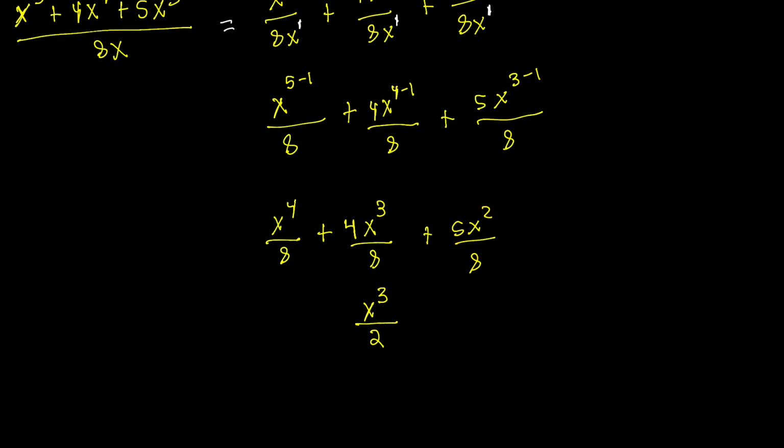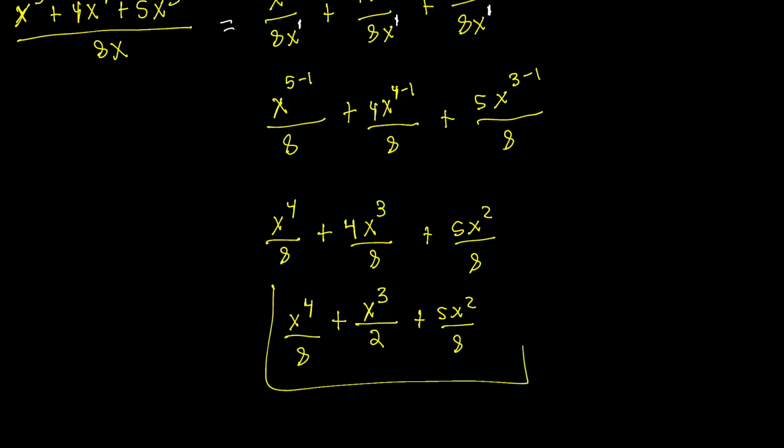Now moving on to the third fraction, 5 divided by 8. Well, 5 and 8 do not have any common factors, so this is going to stay as 5x squared over 8. And similarly, for the first fraction, there's nothing to reduce or simplify, so that's going to stay as x to the fourth over 8. And that would be my result.